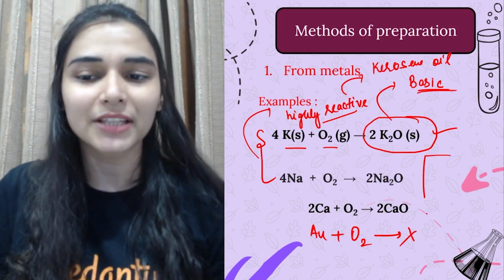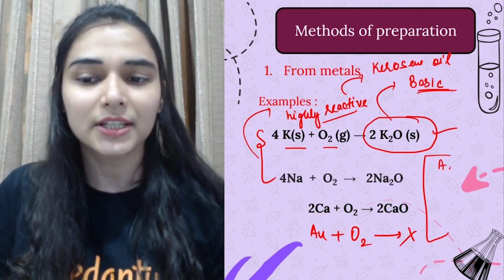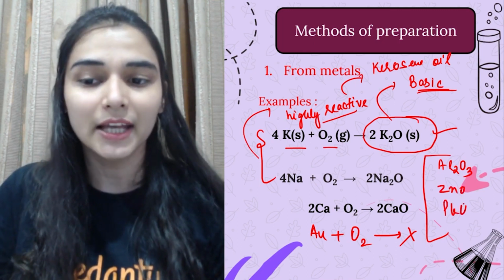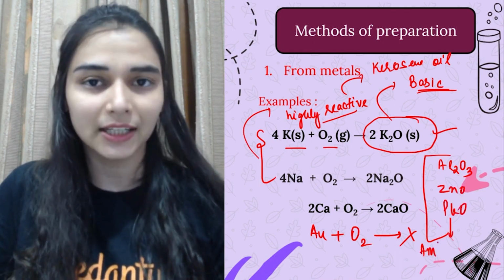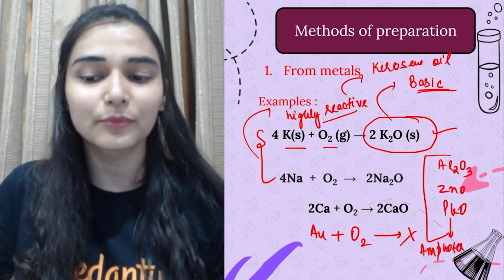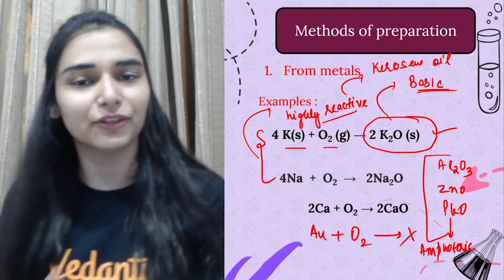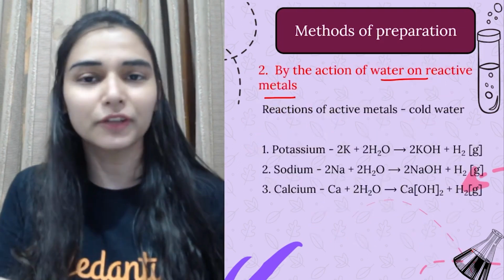Some of the metal oxides are also amphoteric in nature. Say if you talk about aluminium oxide, zinc oxide, lead oxide, they are amphoteric in nature. It means that they can behave as acids as well as bases. They can react with acid, they can react with bases, to give salt and water.